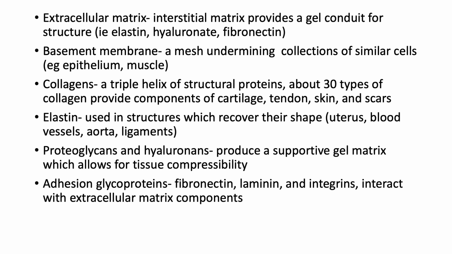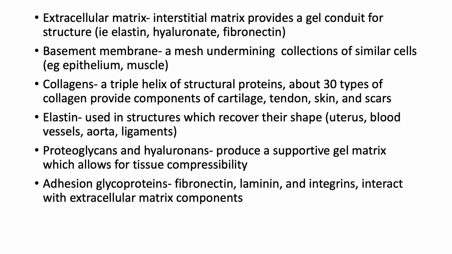The extracellular matrix, the interstitial matrix, provides a gel conduit for structure. These are, for example, elastin, hyaluronate, and fibronectin. The basement membrane is a mesh underlying collections of similar cells. You see this in epithelium and in muscle. Collagens are a triple helix of structural proteins. There are about 30 types of collagen, and they provide components of cartilage, tendon, skin, and scarring.